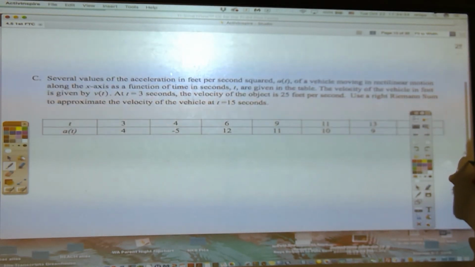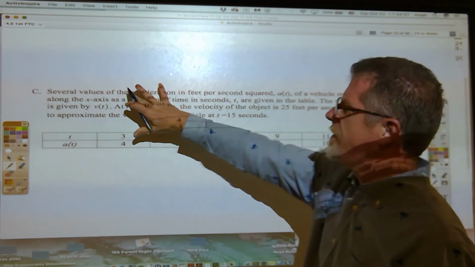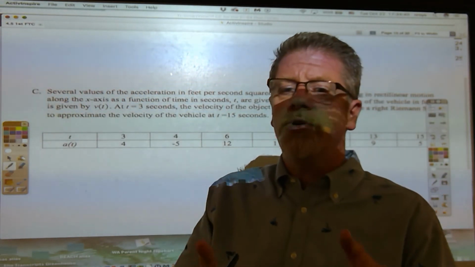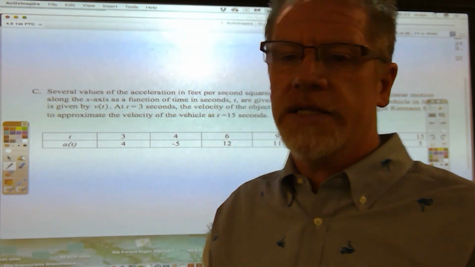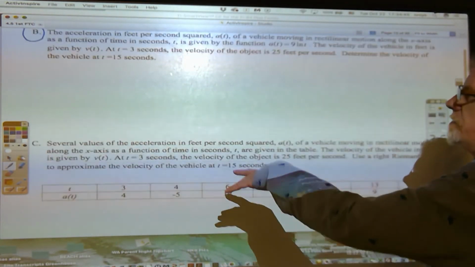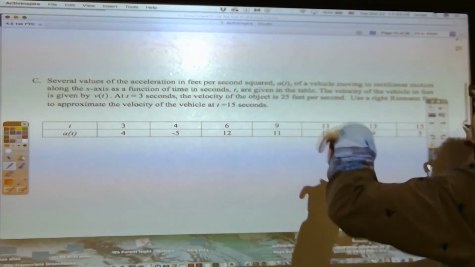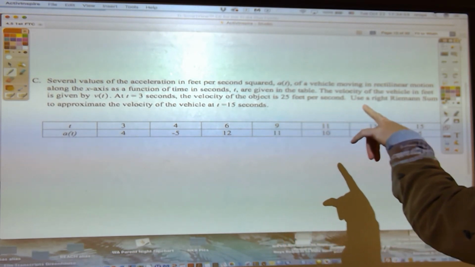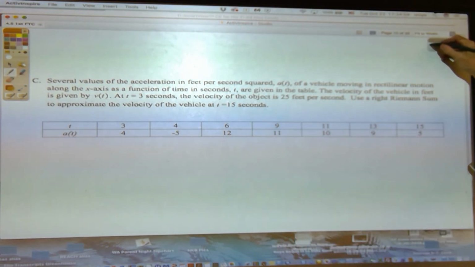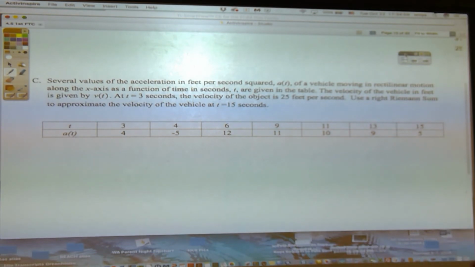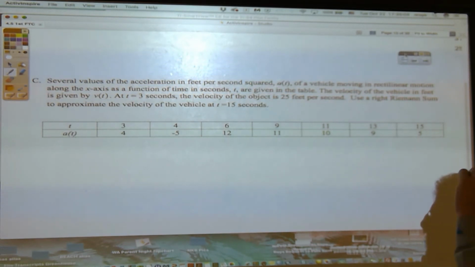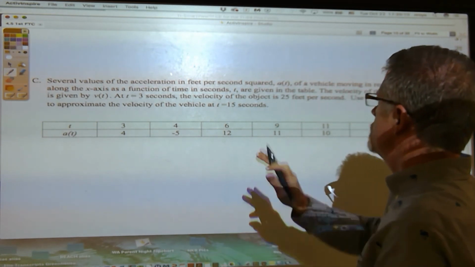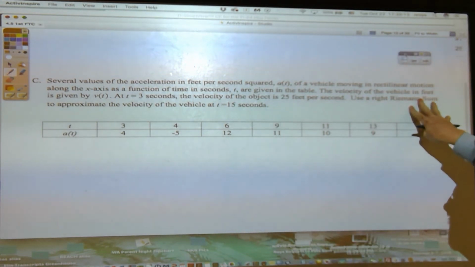Now, we're not done. In fact, you know what? I'm going to have you do part of problem C also. I'm going to get you going on part C to set you up, but then you can finish part C. So your homework is going to be to do parts B and C. But let me help you get going here on part C. Part C says here's the acceleration function. By the way, this is AP level. This is kind of like what you see on the AP test. We've seen a lot of these table problems. So here's acceleration, the velocity of the vehicle. They've given us the initial velocity, use a Riemann sum to approximate the velocity at time 15.